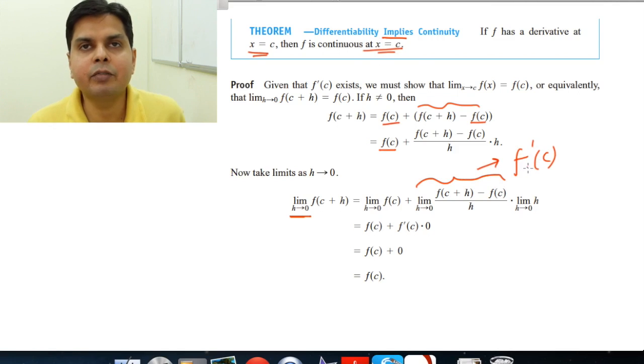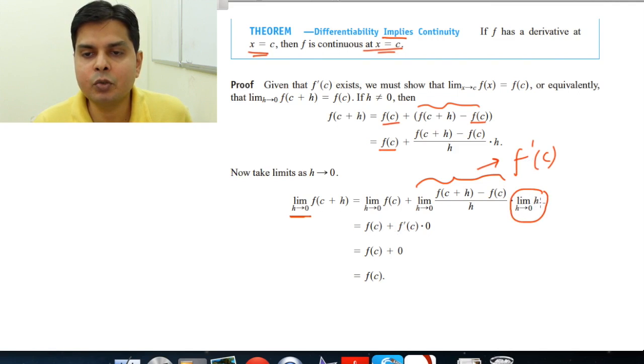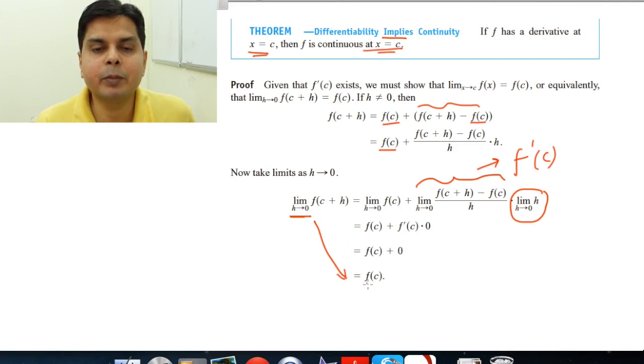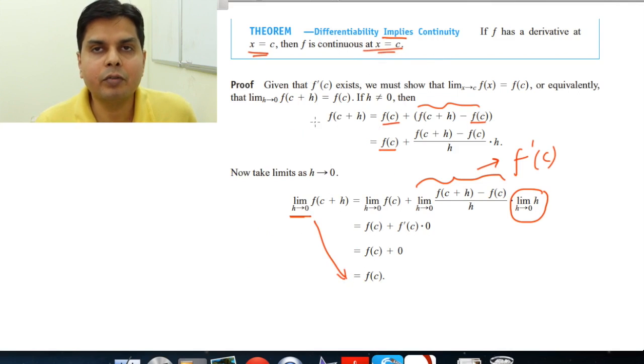It is given that the function is differentiable at c, so this f prime c will exist. So this will become f prime c into limit h tends to 0 of h. Now limit h tends to 0, h will be 0. So f prime c into 0 will be 0. So this will become f(c). So what I have proved is that limit h tending to 0, f(c plus h) is equal to f(c). So if a function is differentiable at x equal to c, it will be continuous at x equal to c. But the converse is not true.